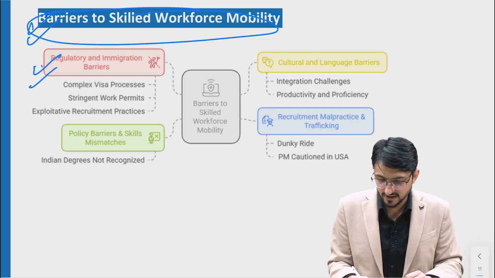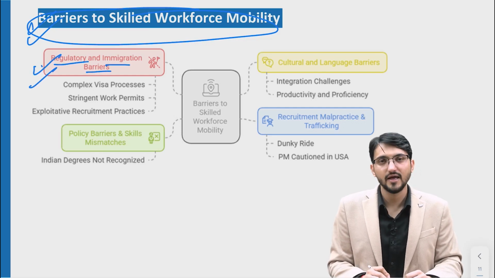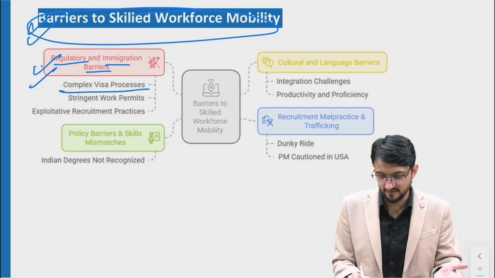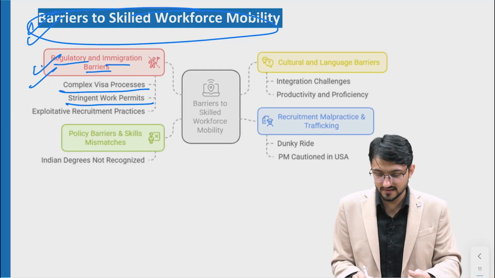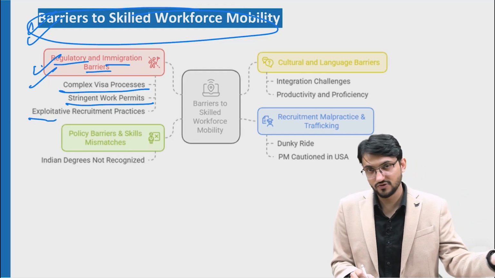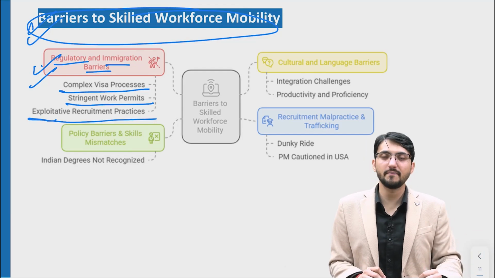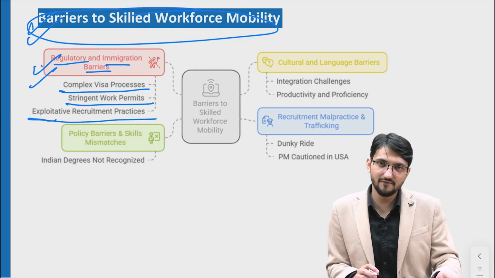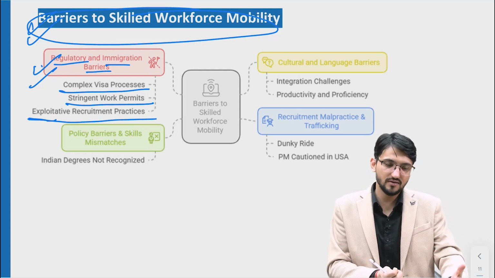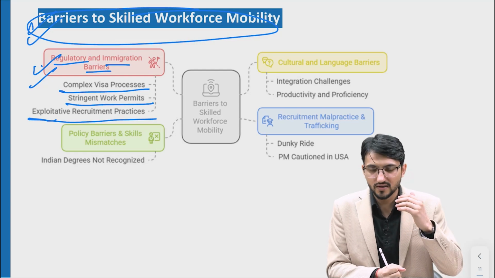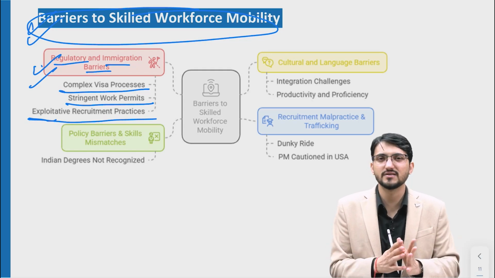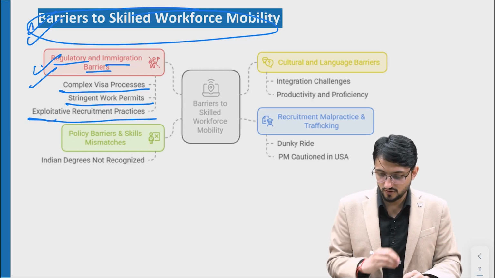The barriers are such that, first of all, we have regulatory and immigration barriers. The United States is a prime example. We have complex visa processes and stringent work permits. For example, if you study in the UK, you cannot work there after you study, but in the US you can do this. Then exploitative recruitment practices. If somebody wants to work in the Gulf region, they go through an agent and then the agent exploits them. They capture their passport, make them work in extreme conditions, and then they cannot come back home. There are a lot of conditions. So this is exploitative recruitment.